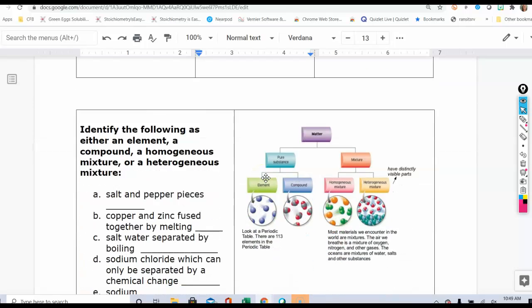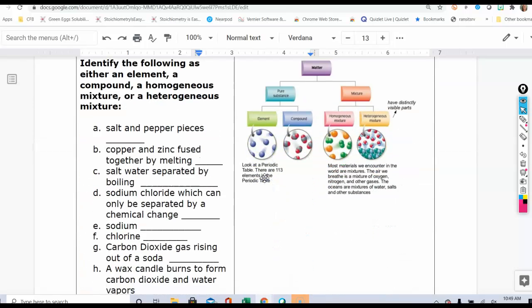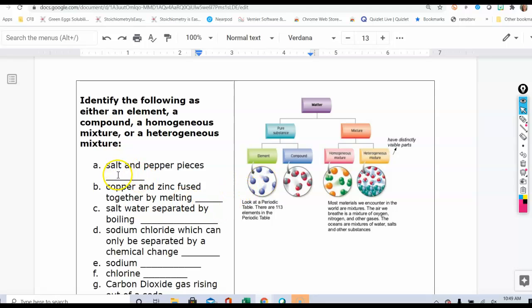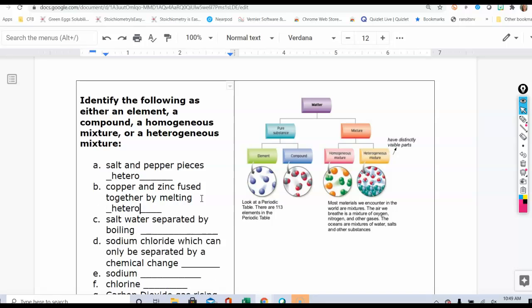So then we go on to identifying the following as either an element, a compound, a homogeneous mixture, or a heterogeneous mixture. And so salt and pepper, we are going to call that heterogeneous mixture. Copper and zinc fuse together by melting. Melting is just a physical change, and that means that we are talking about two different metals. Copper is an orange metal and zinc is a silver metal. So if they're fused together, they're not mixed, so you can't see them apart. They're just melted together. So we would call that a heterogeneous mixture.